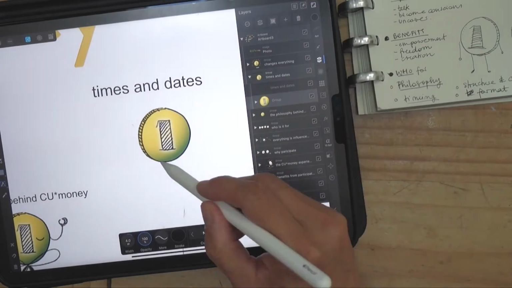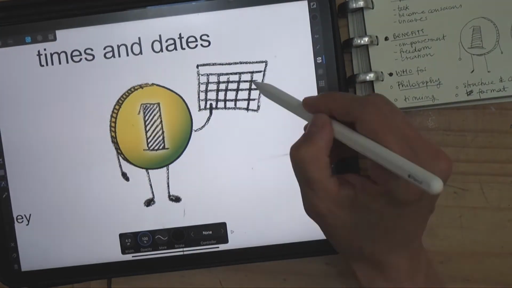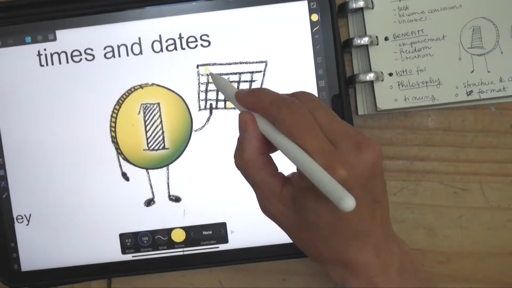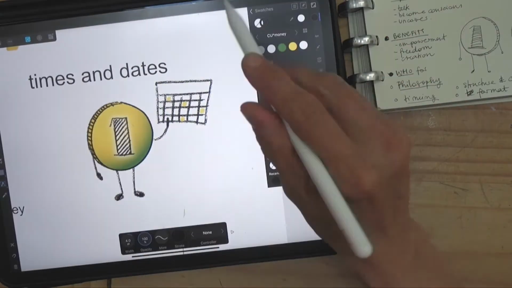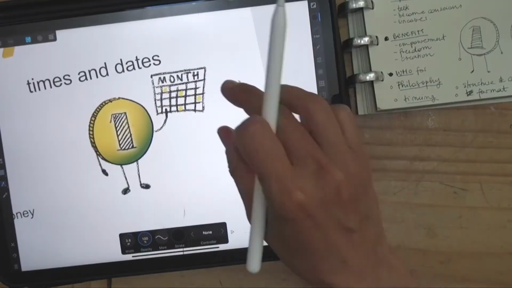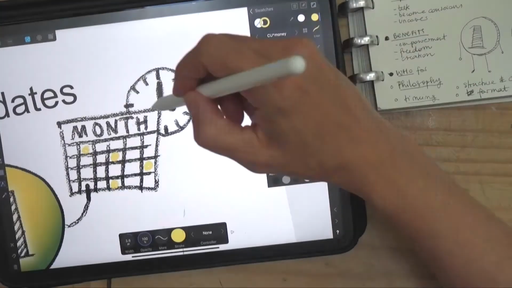So this is just the little money person holding up a diary, a calendar, and a clock. And on the website, that's where you would see the times and dates of the program and the connected video conferences.